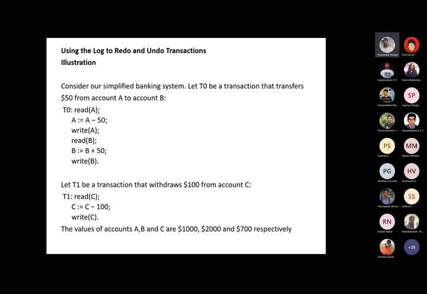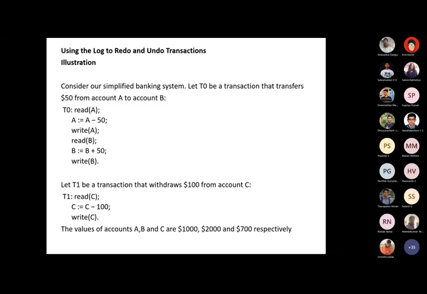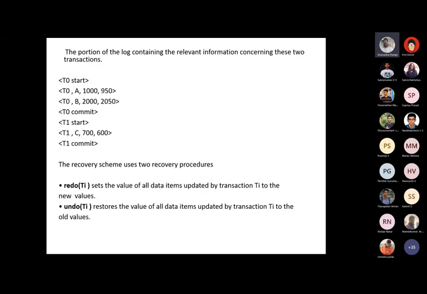So you are going to represent this by means of log records. <T0 start>, <T0, A, 1000, 950>, where the initial value was $1,000 for the variable A and the new value is going to be $950, and so on. So this is the log you should generate corresponding to this transaction, right? Whenever there is a write operation, you generate a log record of this format: <T0 start>, <T0, A, 1000, 950>, <T0, B, 2000, 2050>, <T0 commit>, and so on.